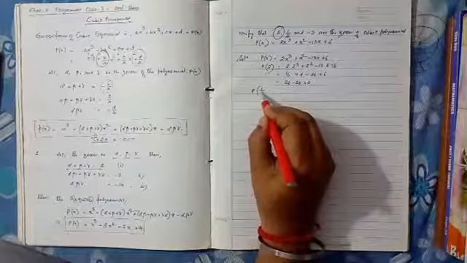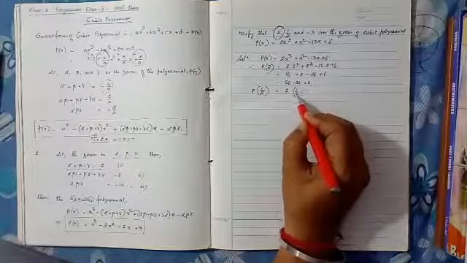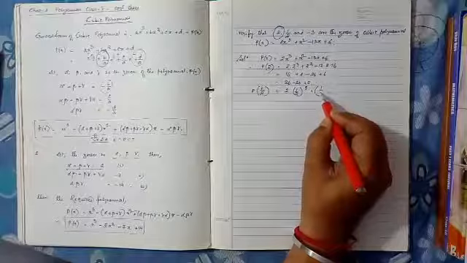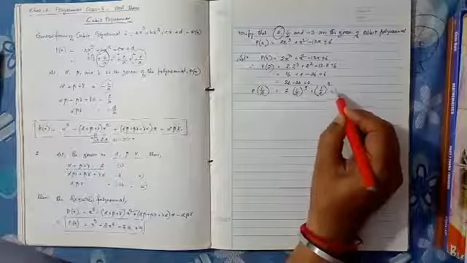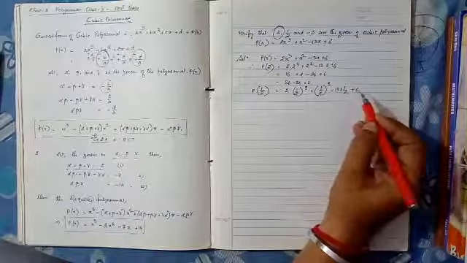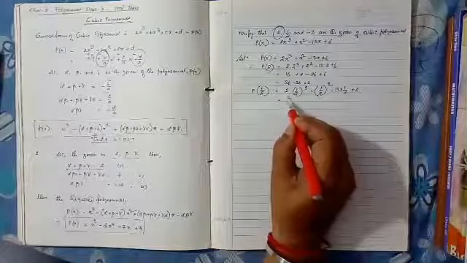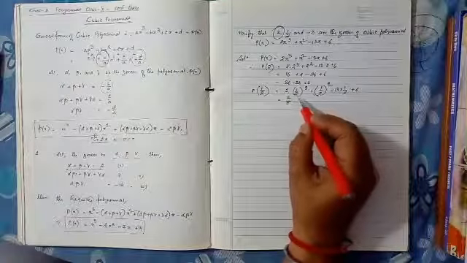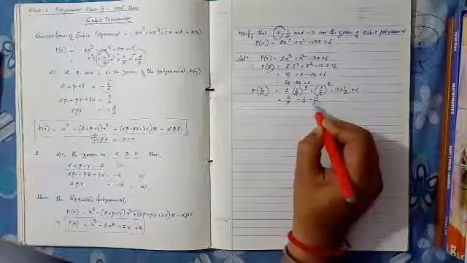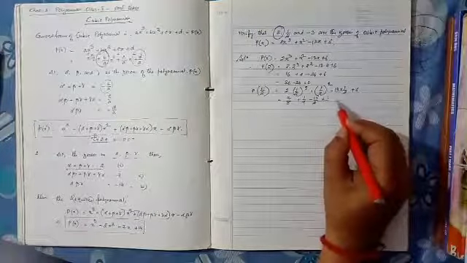Next, P of half is equal to 2 into 1 by 2 cube plus 1 by 2 square minus 13 into 1 by 2 plus 6. For this, what will we get? This is equal to 2 by 8 plus 1 by 4 minus 13 by 2 plus 6, meaning 6 by 1. What is the LCM?